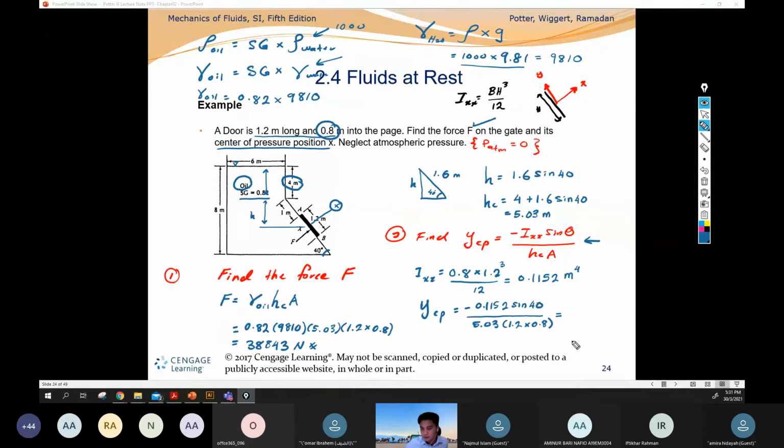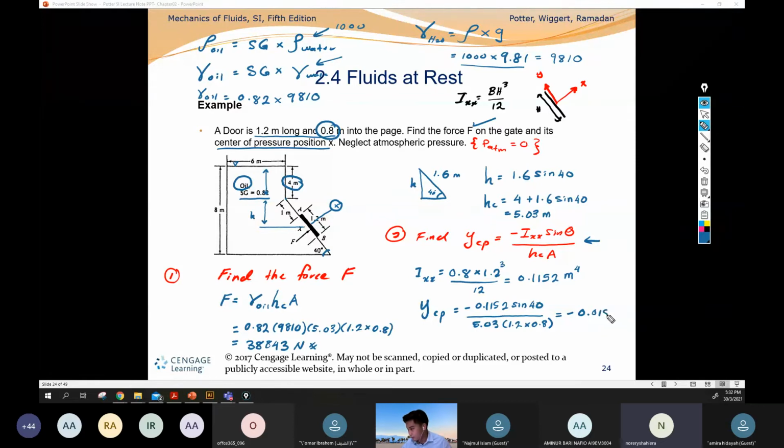Can anyone calculate for me? What's the value of YCP? Is it a negative value? I believe it is negative, yeah? Negative 0.0153 meter. All right, so what do you understand of this value, negative 0.0153? It is below the centroid.